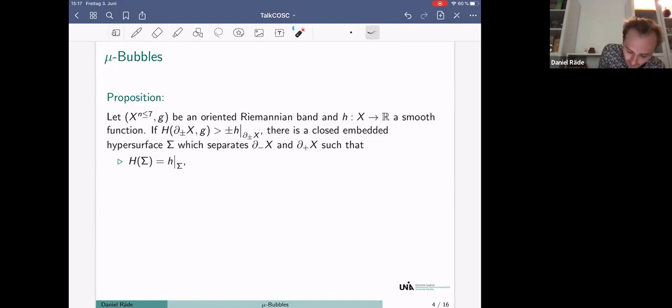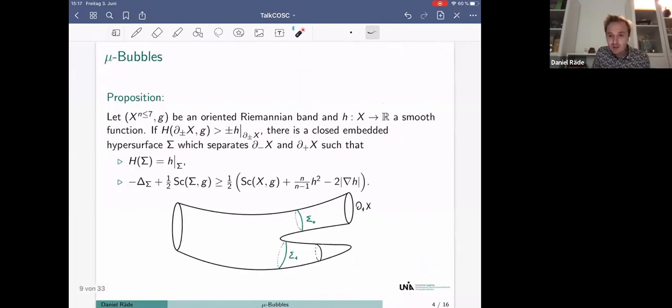Okay, this, if you write it down, comes from the first variation formula of this functional that you minimize to get this sigma. And then the second variation formula gives you this inequality for an operator, for the Laplace operator plus the scalar curvature of this sigma. All right, so how does this look like?